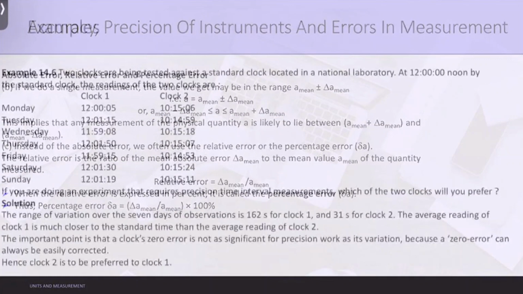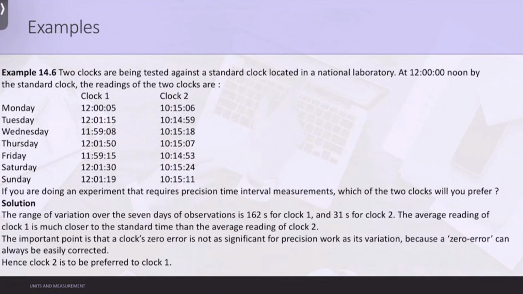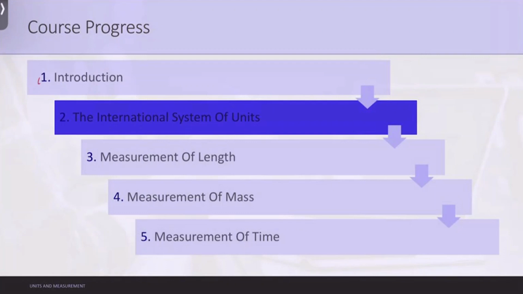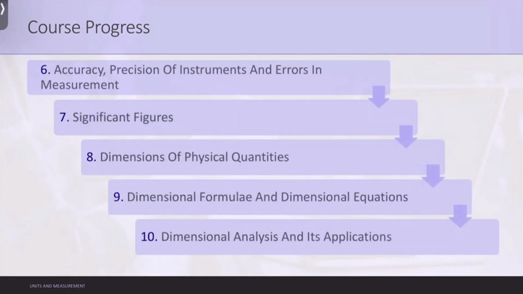Okay, so let me stop the lecture here only. In the next class, I will start with this example. So right now, introduction has been done. SI unit explanation is done. Measurement of length is done. Measurement of mass is done. Measurement of time is done. Right now, we have a sixth part, that is accuracy, precision of instruments, and errors in measurement.